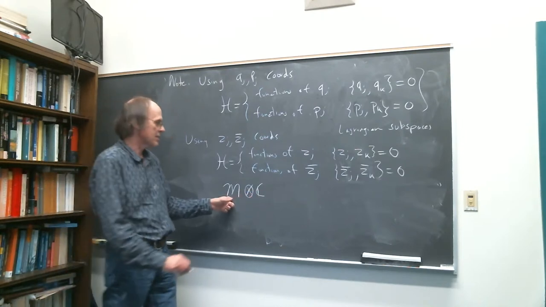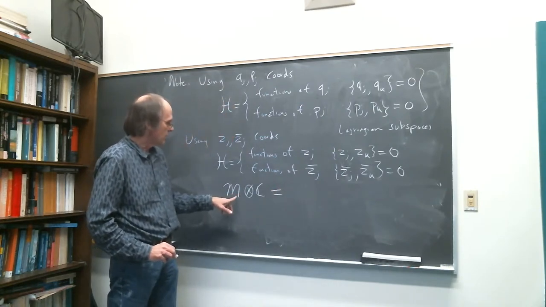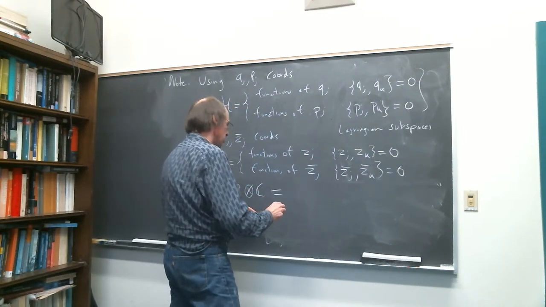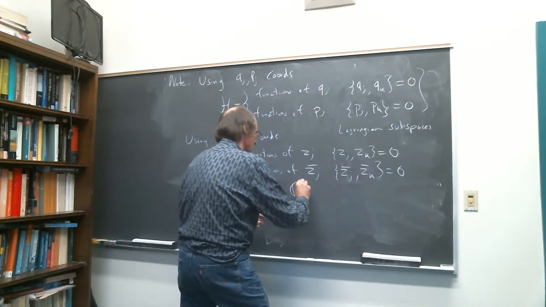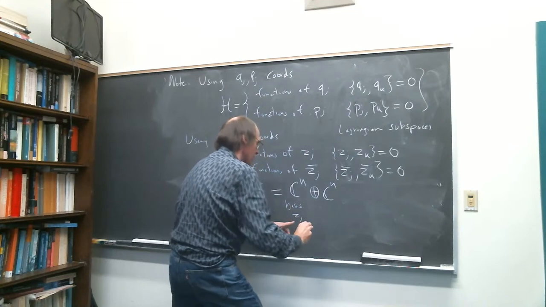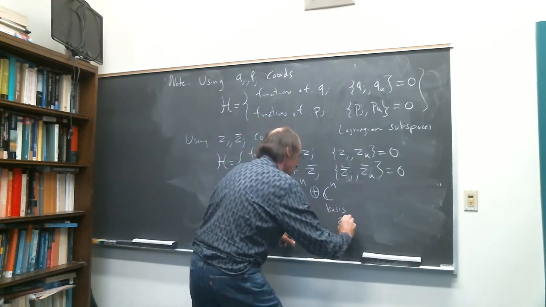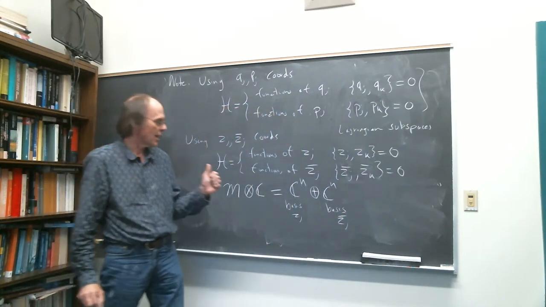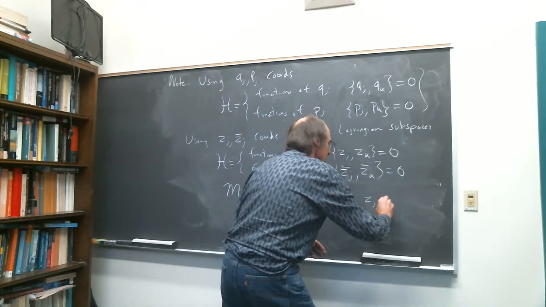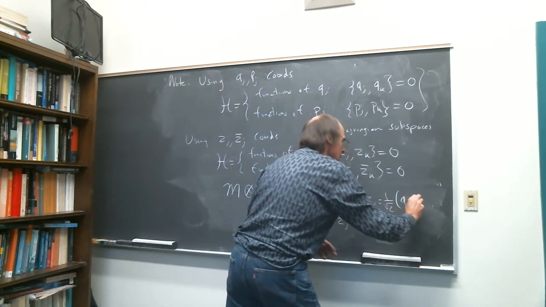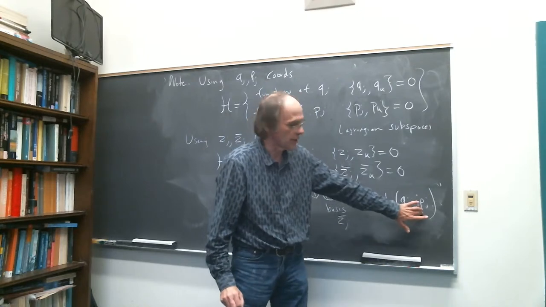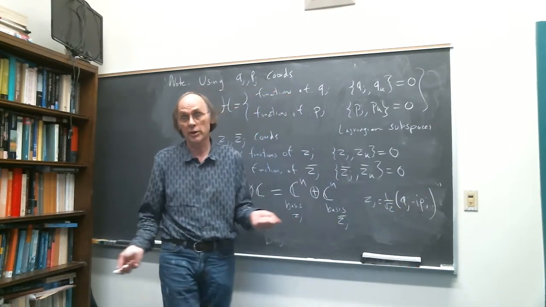But on the complexified phase space, what you're doing is decomposing it into two pieces. It's going to be a Cn plus Cn, and this has a basis Zj and a basis Z̄j. I made some very specific choice where I said that Zj is 1/√2 (Qj minus iPj). So I took a very specific linear combination of the Qs and Ps to make my Zs, but I could have taken other linear combinations of the Qs and Ps.